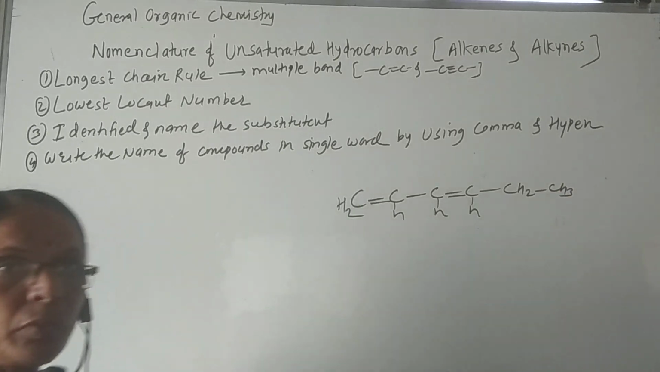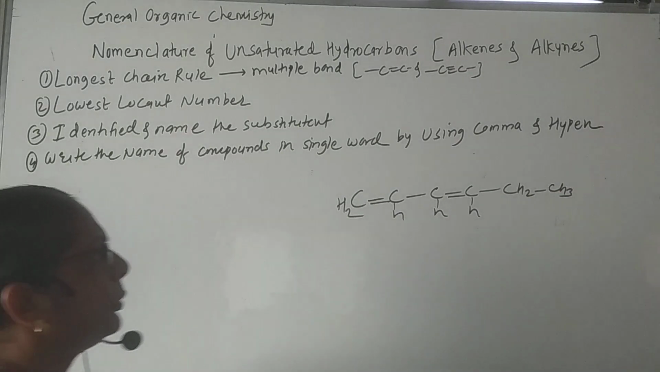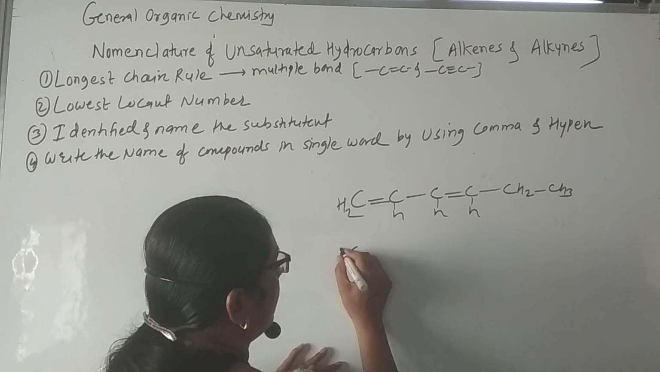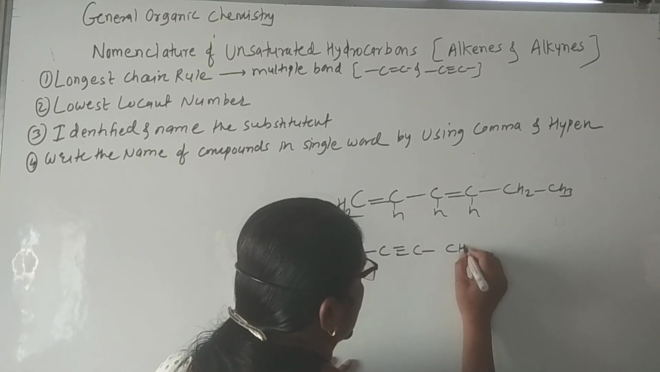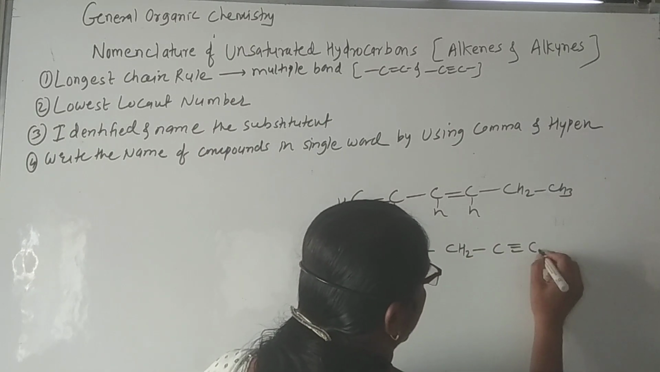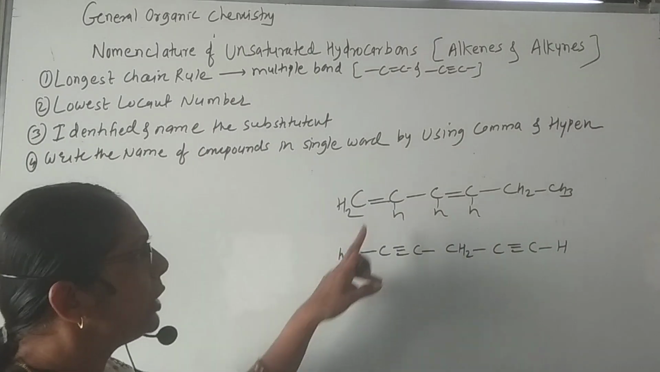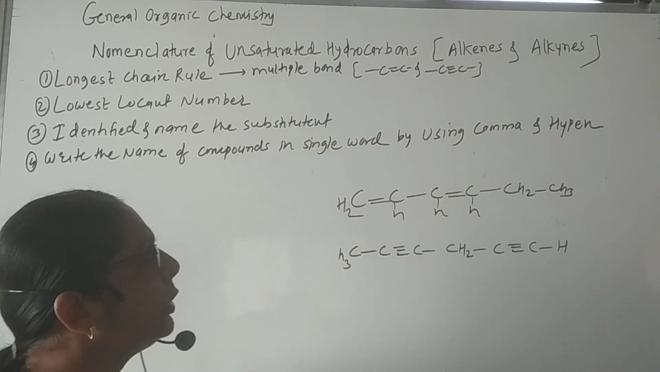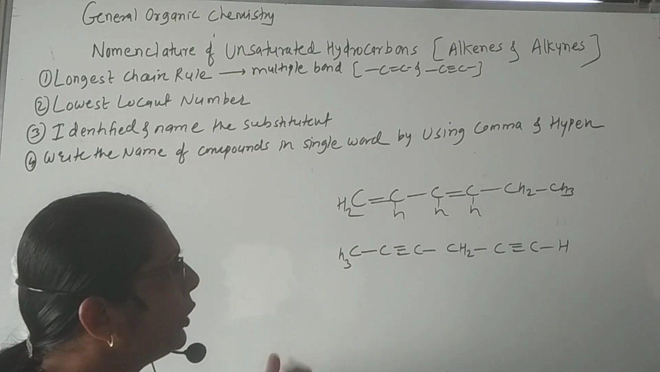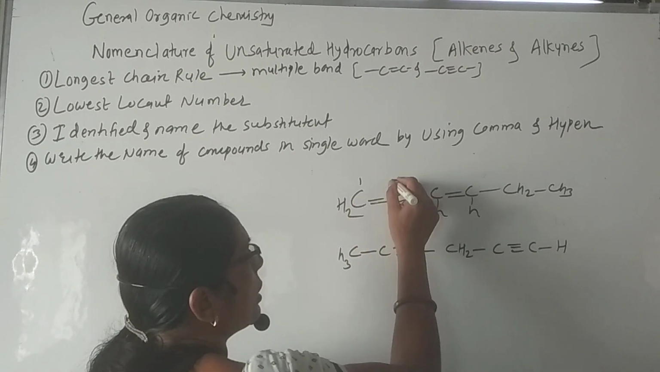Suppose this. Here there are multiple bonds, or if I consider an example like this, you observe there are 2 double bonds, here 2 triple bonds. So how do they give the numbering? The rules are set: give the numbering so that the multiple bond gets the least possible number.